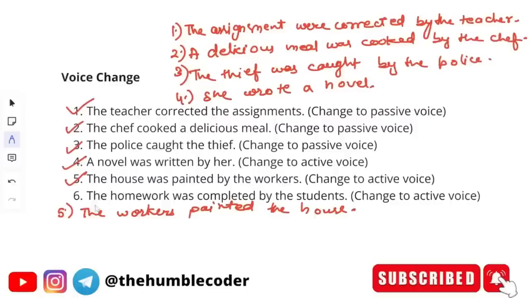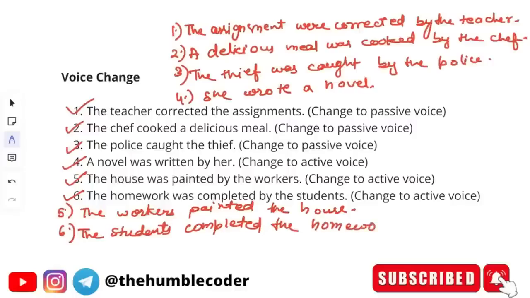Okay, let's see the last question that we have based on these types of question, which is voice change. The question is, the homework was completed by the students, and we have to change it to active voice. Basically, this sentence is in passive voice. We have to change it to active voice. The correct answer will be, the students completed the homework. Okay. Now I hope you have got the understanding of how you can solve these questions.